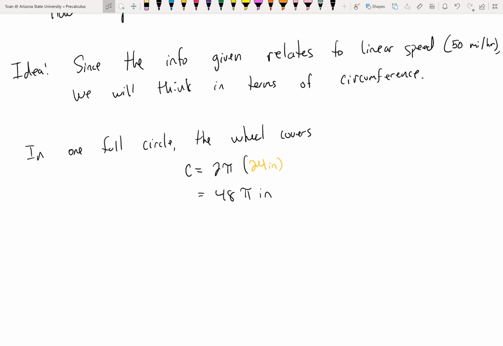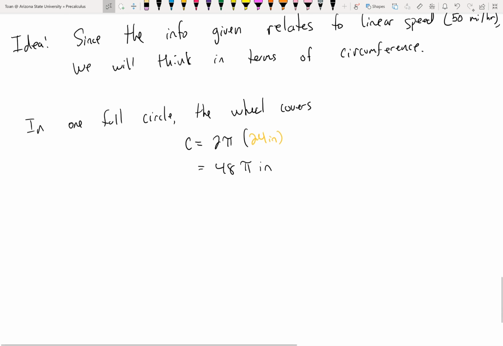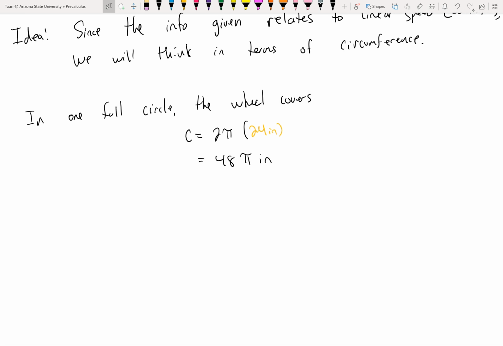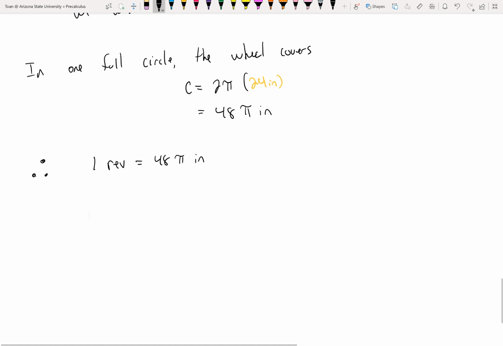Now I know that the speed of the wheels is 50 miles per hour. All we have to do is go backwards, do dimensional analysis. Because what does this math say? This math tells us, therefore, one revolution equals 48 pi inches. That gives us a dimensional analysis conversion factor. So let's go ahead and answer this question. They told us 50 miles per 1 hour. We want revolutions per minute. So let's do the easy part first.